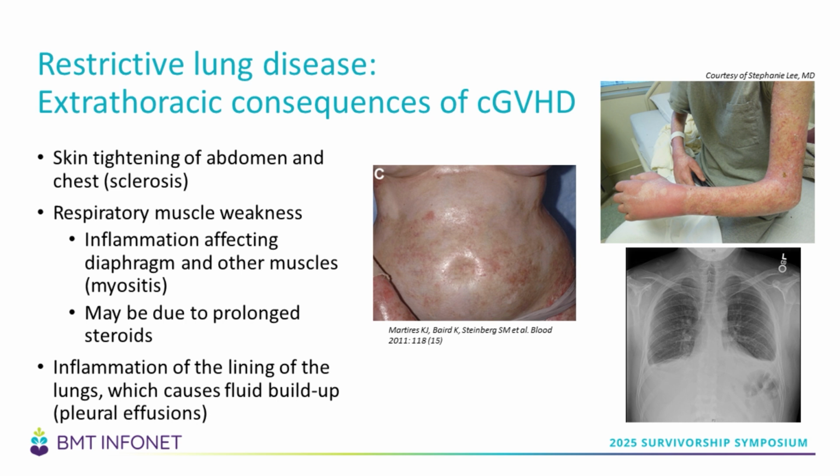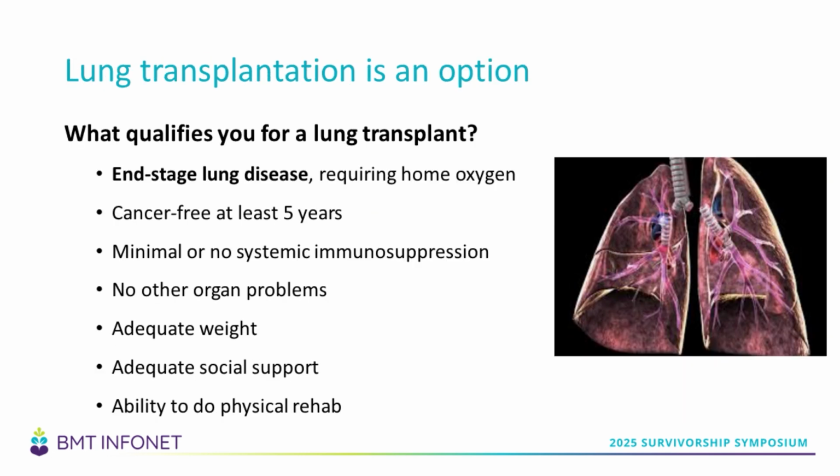And then, as I had mentioned much earlier, people can also get pleural disease or pleural effusions, which is inflammation of the lining of the lungs, causing fluid buildup and compression of the lungs. And that can be due to graft-versus-host disease.